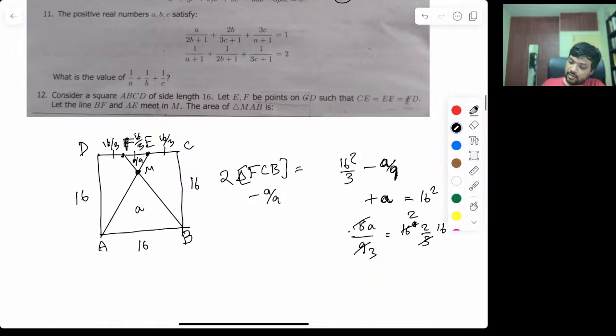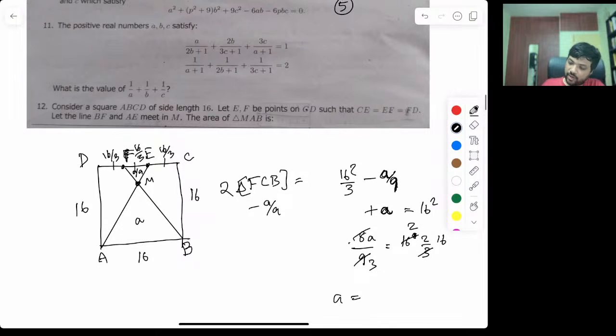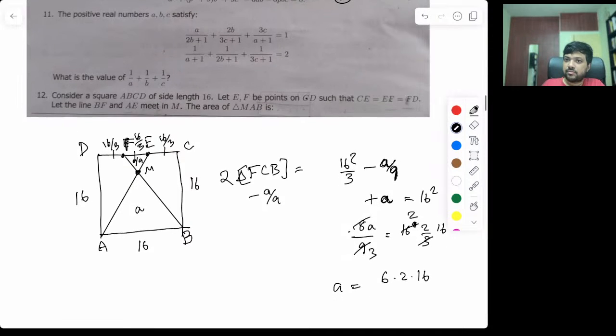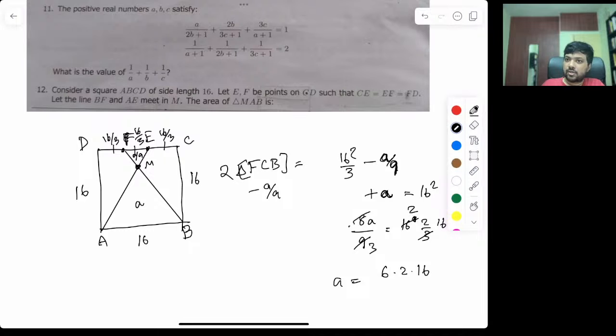And A is, I don't know, wait, why is area not a natural number? Did I make a mistake again? A is 6 into 2 into 16. No, it is a natural number. Wait, I thought the answers were all 2-digit numbers. Side length is 16, yeah, not area. Okay, so that's it, right?